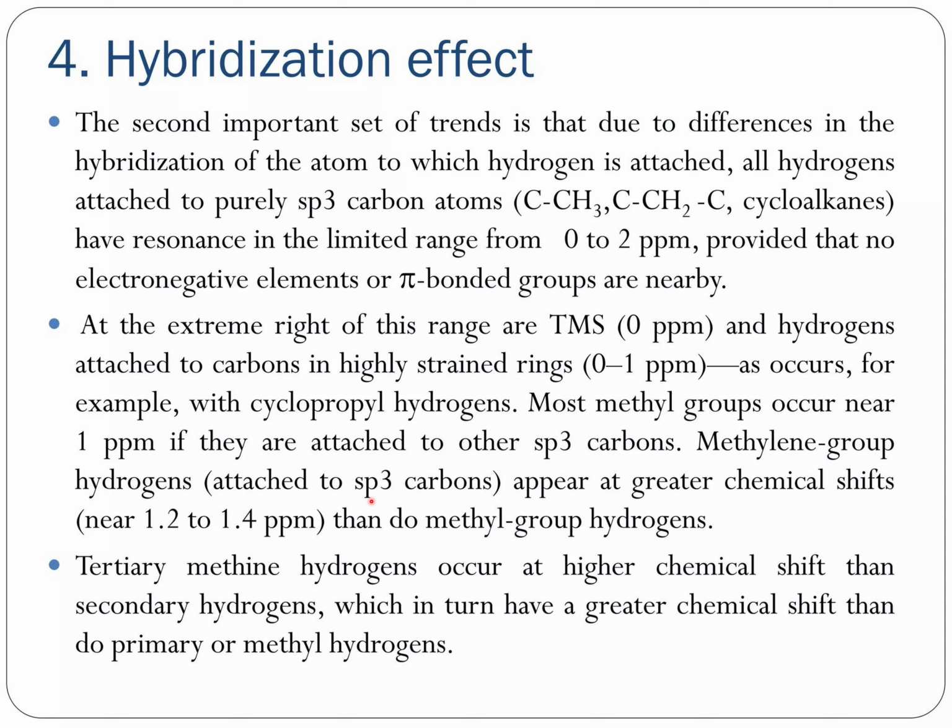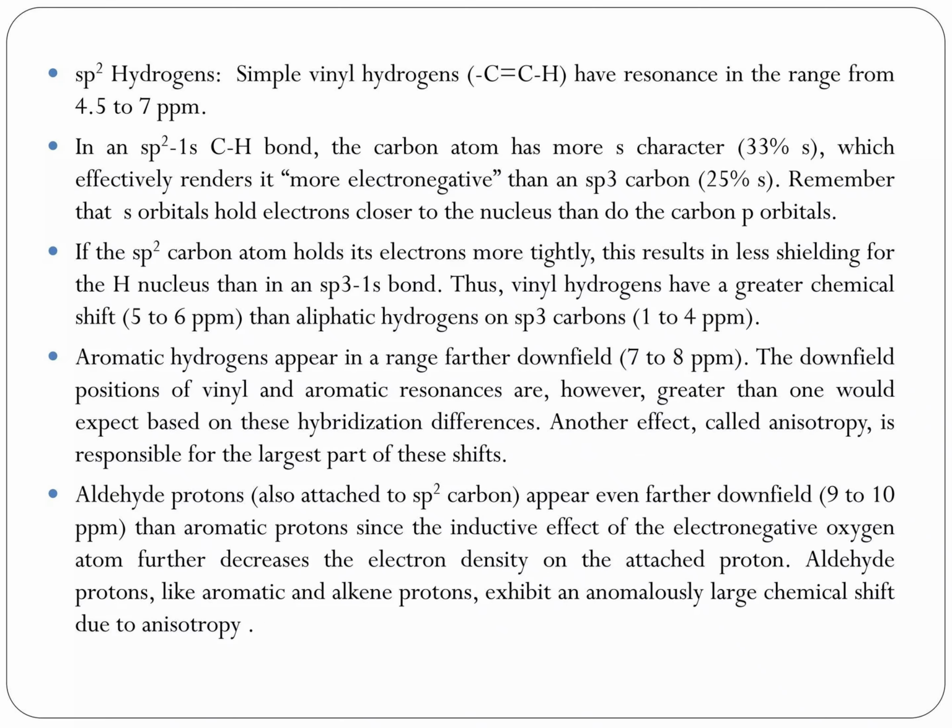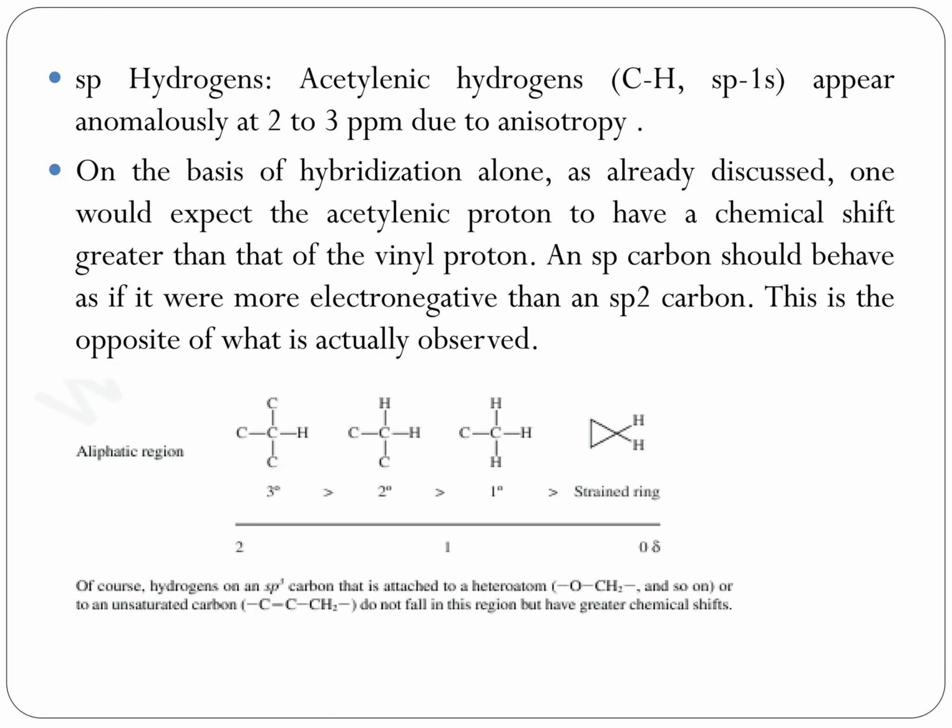Then the hybridization effect. If I describe this simply, for tertiary hydrogens the range would be from 0 to 2. The more hydrogen, the more shielding. But if the hybridization looks like C=C, then it would be toward the downfield actually. So this is what is happening with hybridization.